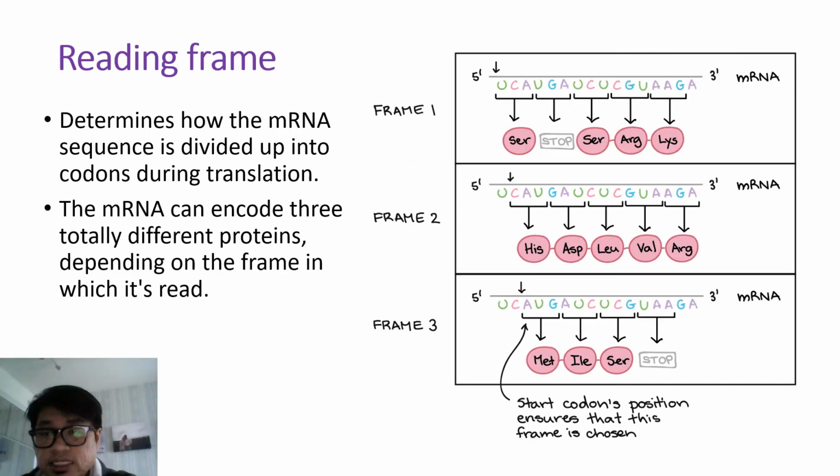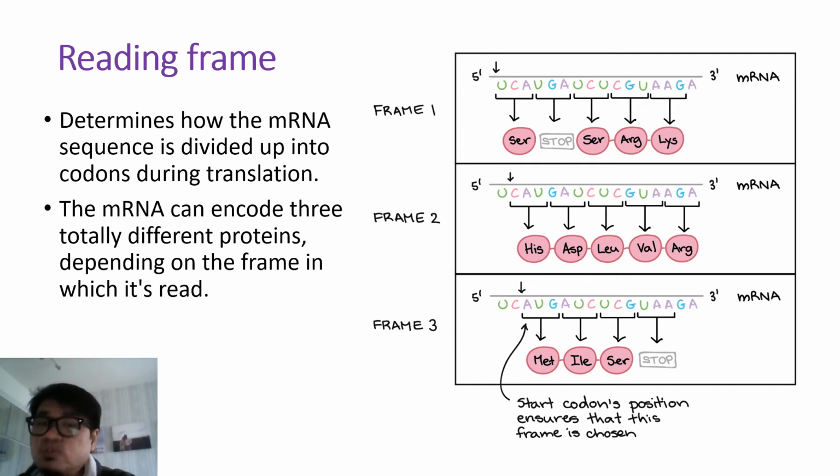All right. Then we move to the reading frame. From this figure, you can see three different reading frames. It depends on where it starts. For the first frame, it starts from UCA, which encodes serine, and then it goes to UGA. It stops. That's the stop codon, and then it continues again for serine, arginine, and lysine.